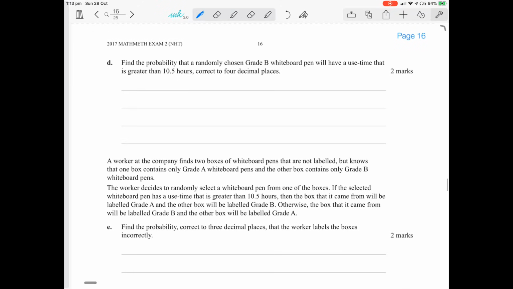Okay, find the probability that a grade B pen will have a use time greater than 10.5 hours.